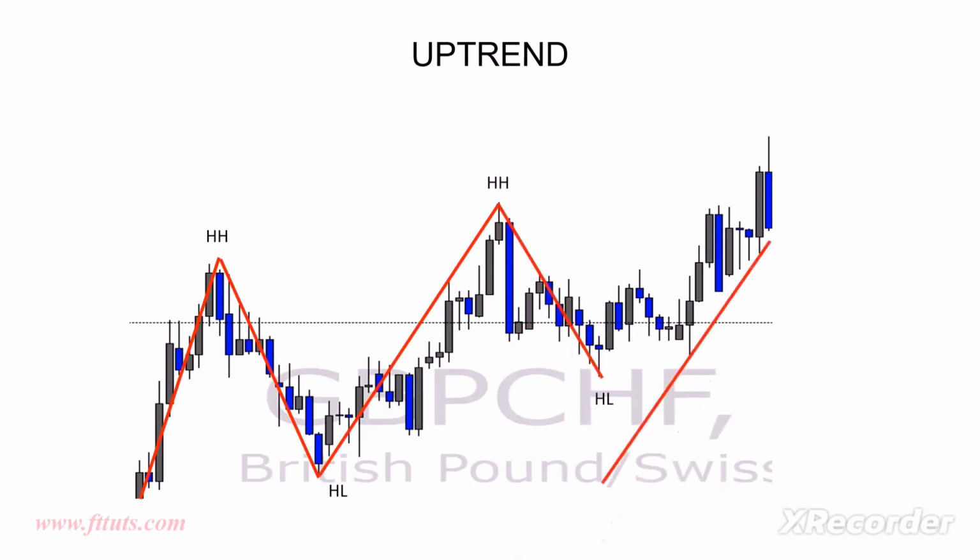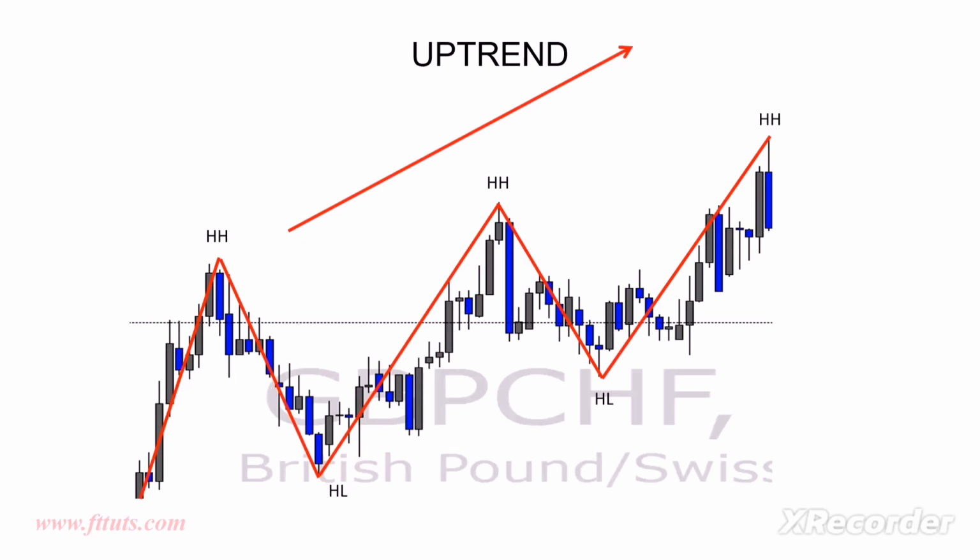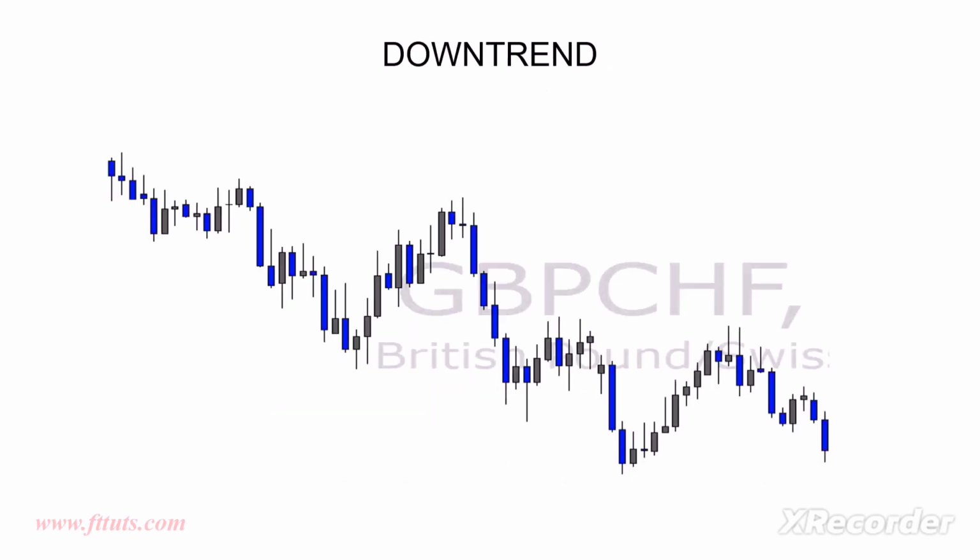Higher highs, higher lows, higher highs. That gives us our most basic market uptrend. Now in a downtrend, we have the opposite. We have lower lows and lower highs. Lower lows, lower highs, so on and so forth.